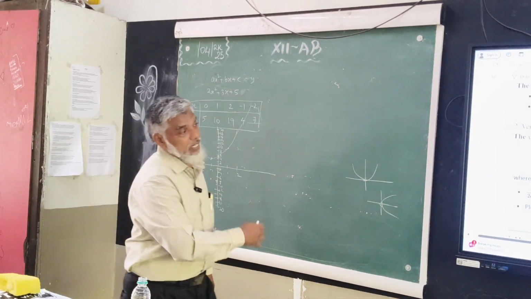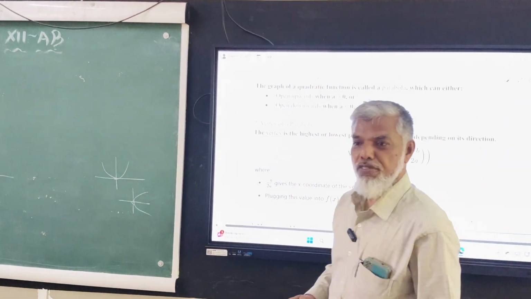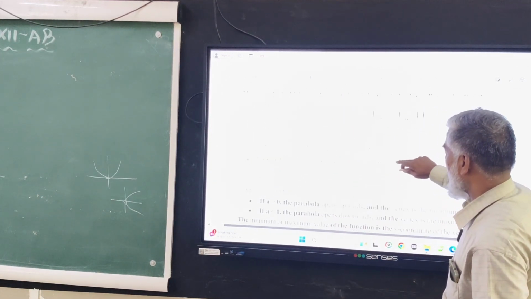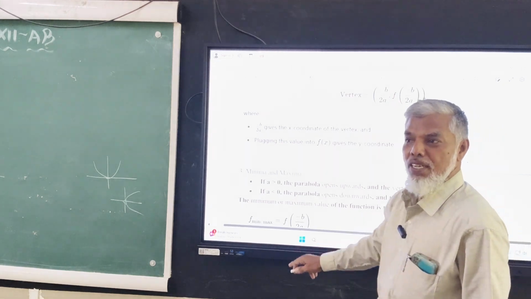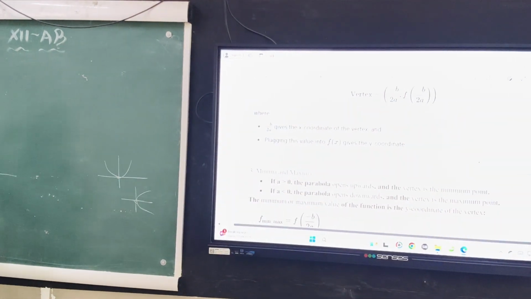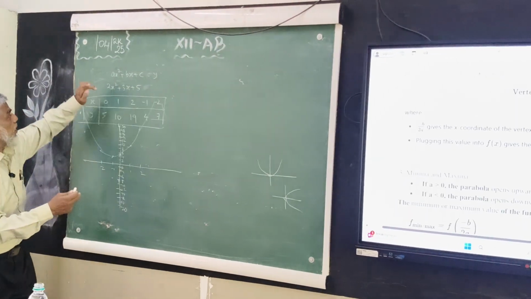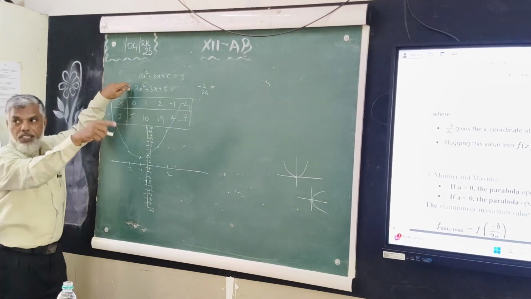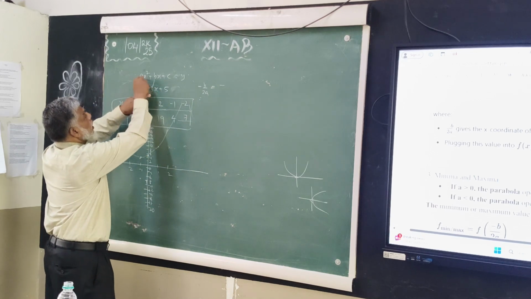Now what are they telling? Vertex is minus b by 2a and minus f1. What is the maximum value? See here, the maximum value also minus b by 2a. The same. Therefore, what is minus b by 2a? Tell me. What is b here? I am finding the value for minus b by 2a. So minus, what is b? 3.